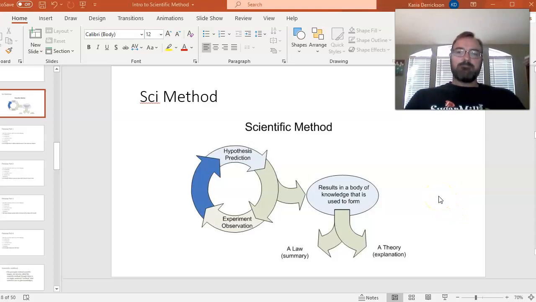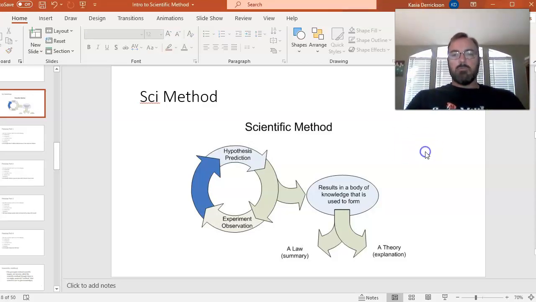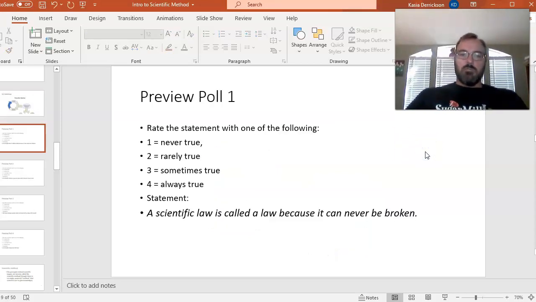And to illustrate this principle here, I came up with what I call a preview poll. And the first question on our preview poll, you guys just think about this on your own, and see what you would put. Rate the statement as never true, rarely true, sometimes, or always. Right? So 1 through 4. A scientific law is called a law because it can never be broken. Okay, would you say that's always true, sometimes true, rarely true, or never true?